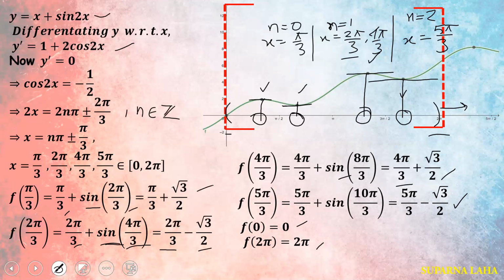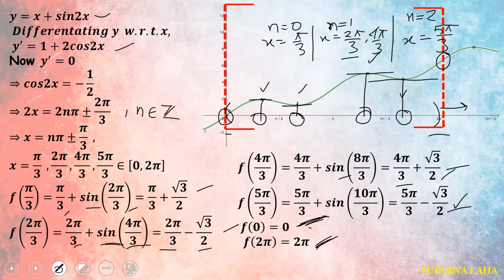That means among all these values, 0 is the lowest value and 2 pi is the greatest value in this closed region. Okay, so that time we will call f of 0, which is 0, the absolute minimum value, and this 2 pi the absolute maximum value. That means we will find the absolute minimum value here and the absolute maximum value here. So this is the concept of defining maximum or minimum value in a closed interval.